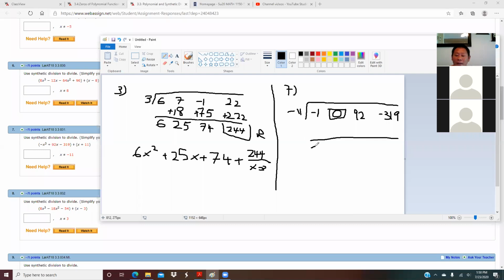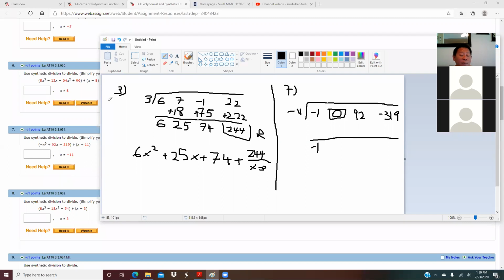Don't forget to drop the -1 down. Always drop the first number down. And if you want, you can just give me these 4 numbers like 6, 25, 74, 244. If you're lazy to type this whole polynomial out, just give me these numbers and I'm fine with it. So definitely you start with -1 first. So this is question 7, where 0 is missing, so you have to do that.